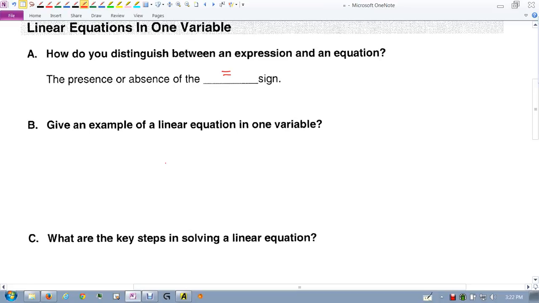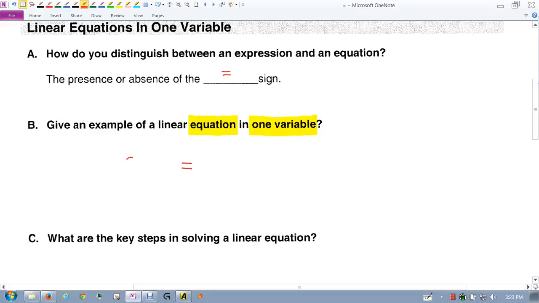So give an example of a linear equation in one variable. That means I want to have an equation, so it has to have an equal sign, right? Because I have the word equation in here. I need one variable, so why don't I use x? And it needs to be linear, which means that the x has to be raised to the first power only. I cannot have x squared or x cubed. It can only have x. So anything I can think of that is an equation with x in it, and that's it.